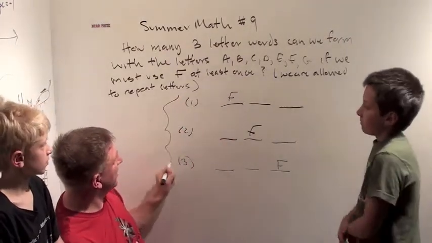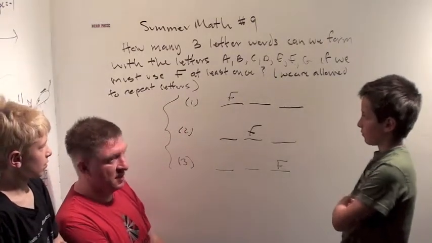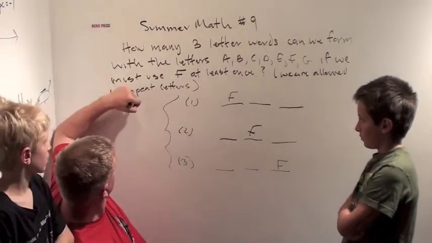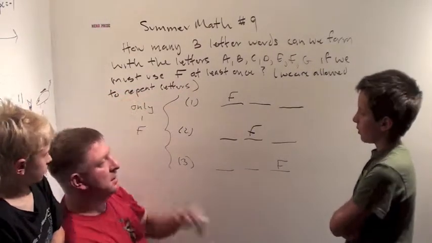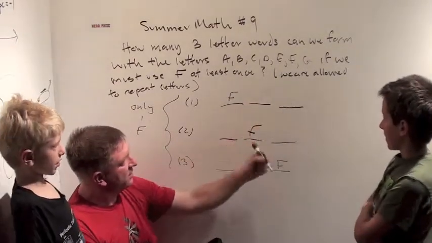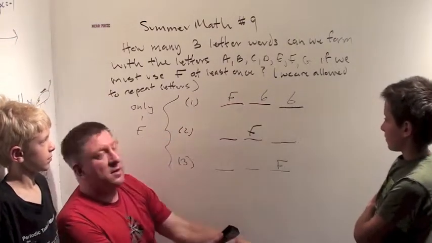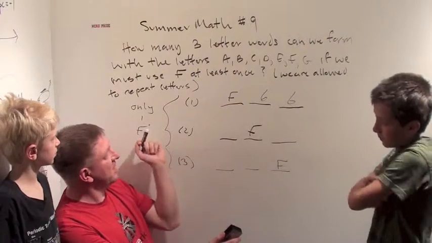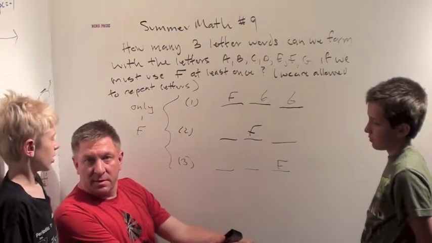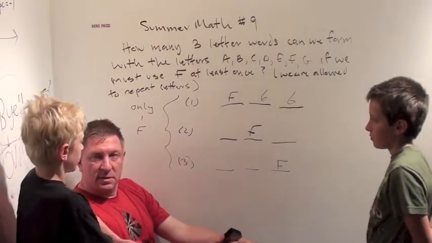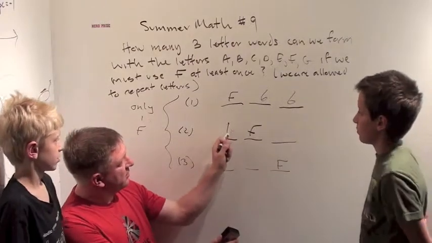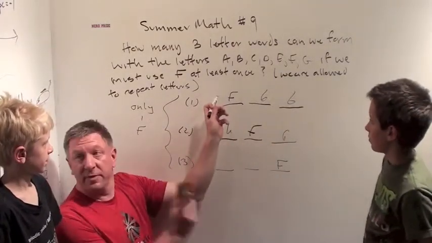Let's make this into one giant case. And what case could this be? Well, how about this be the case: only one F. Okay, so there's a simple case, only one F. How many other choices do I have here and here? You have six and six. Why is this a nice case, only one F? Because nothing is going to overlap, because you have the F in different places. No overlaps here.